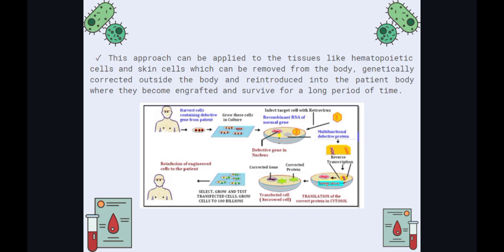So, meron tayong 4 na uri ng cells na ginagamit sa ex vivo gene therapy. Una, yung hematopoietic cell. Pangalawa ay skin cell. Tas yung pangatlo, T cells. At yung pang-apat ay mesenchymal stem cell.